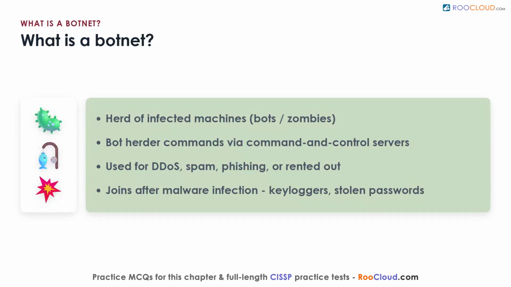What is a botnet? A botnet is a collection of infected computers acting like remote-controlled robots, often called bots or zombies. A criminal known as a bot herder commands them all through one or more command and control servers. The bots check in for instructions, then do whatever they are told, launching distributed denial of service attacks, blasting spam and phishing, or getting rented out to other criminals. Machines usually join a botnet after being infected with malicious code, which can quietly install keyloggers and hunt for passwords. Picture an army of hijacked puppets, all waiting on strings pulled from a single hidden hand.